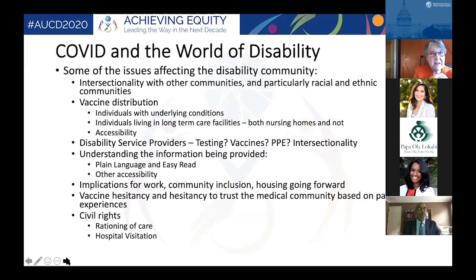There have been some significant civil rights issues around COVID for the disability community, just as there have been for the other communities we've talked about. The disability community in particular has faced issues of rationing of care, where stereotypical decisions and assumptions about quality of life are being made, such that this person with this disability does not deserve or is not entitled to a vaccine at the same level, or to care, or to the ventilator. And we've seen people dying.